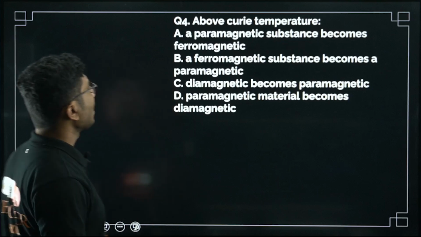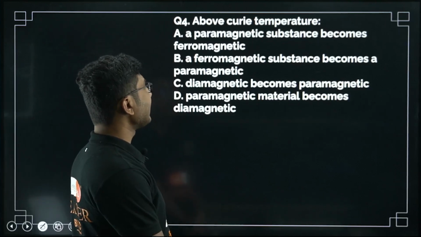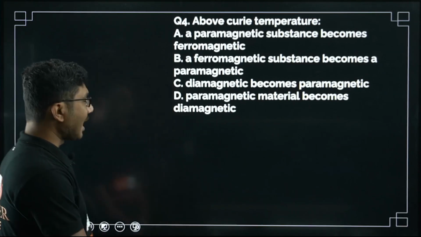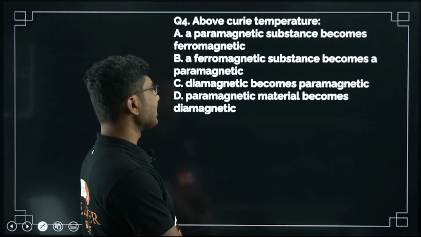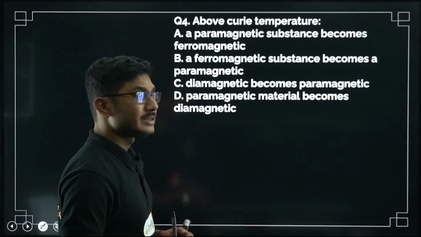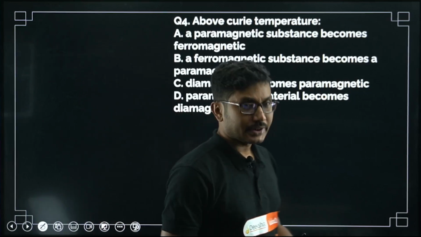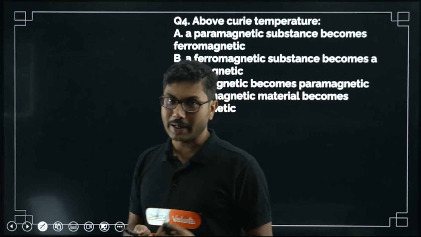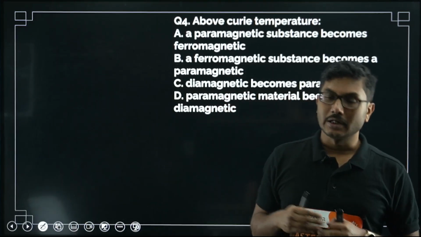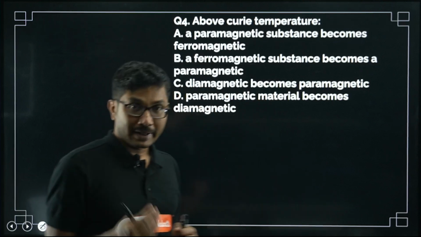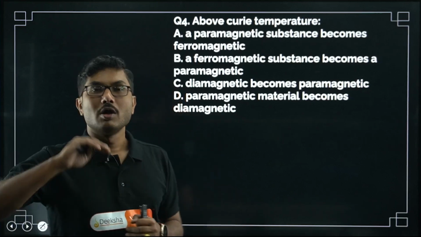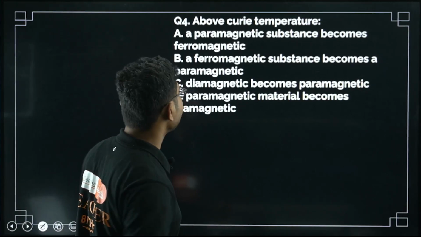Next question. Above Curie temperature, a paramagnetic substance becomes ferromagnetic, a ferromagnetic substance becomes paramagnetic, a diamagnetic substance becomes paramagnetic, or a paramagnetic material becomes diamagnetic. So above Curie temperature, we know that a ferromagnetic substance becomes paramagnetic. It loses its magnetic property. Any magnetic material, when it loses its magnetic properties, becomes a paramagnetic substance. So you cannot convert it into a permanent magnet unless you bring it below the Curie temperature.